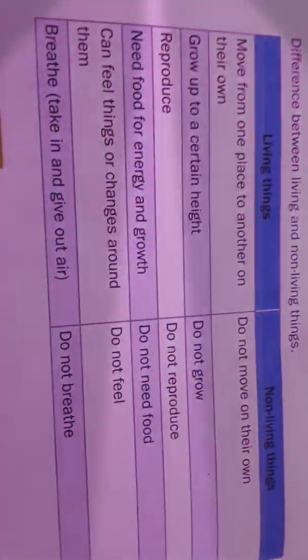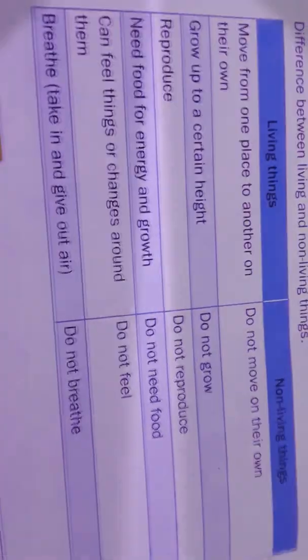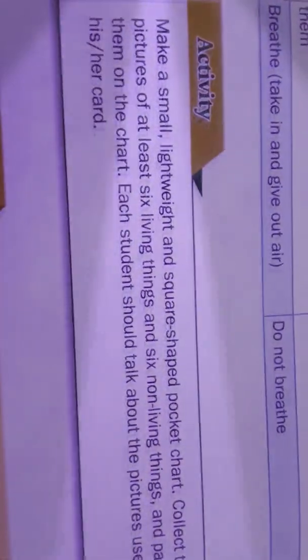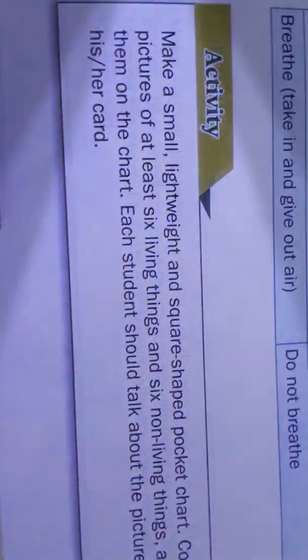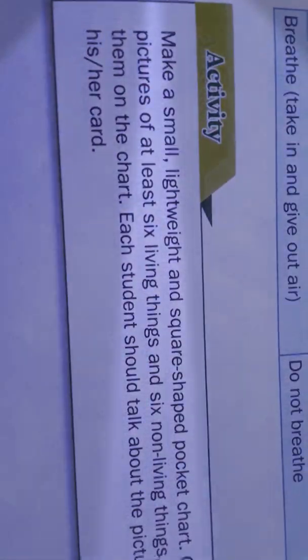So in this lesson, we observed the differences between living things and non-living things. For this lesson, they have given one activity. After writing the notes, you have to do this activity. And here they have given an activity. Make a small, lightweight and square-shaped pocket chart.